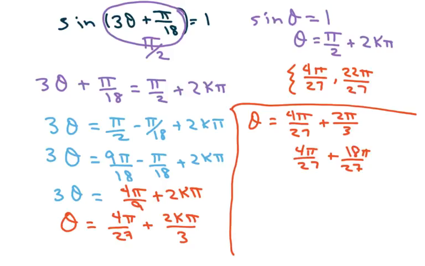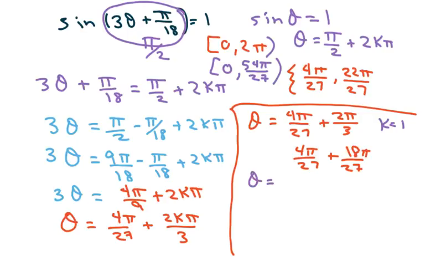And how far can we go? Well, we have to go from 0 to 2 pi. With 27 being our common denominator, that's 0 to 54 pi over 27. So it looks like we can go some more. So this was k equals 1. Let's try k equals 2. When k equals 2, we get theta equals 4 pi over 27 plus 4 pi over 3.